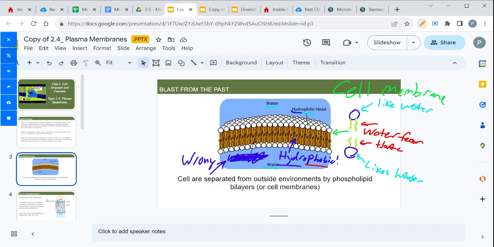So the water is located on the outside of the cell and the inside of the cell, but we're not going to have any water here, or at least that's the intent behind it. When we start talking about diffusion and osmosis specifically, there's a chance that a water molecule might pop on through from one side to another, but it's kind of hard for it to happen. And that's because it's all about the polarity.